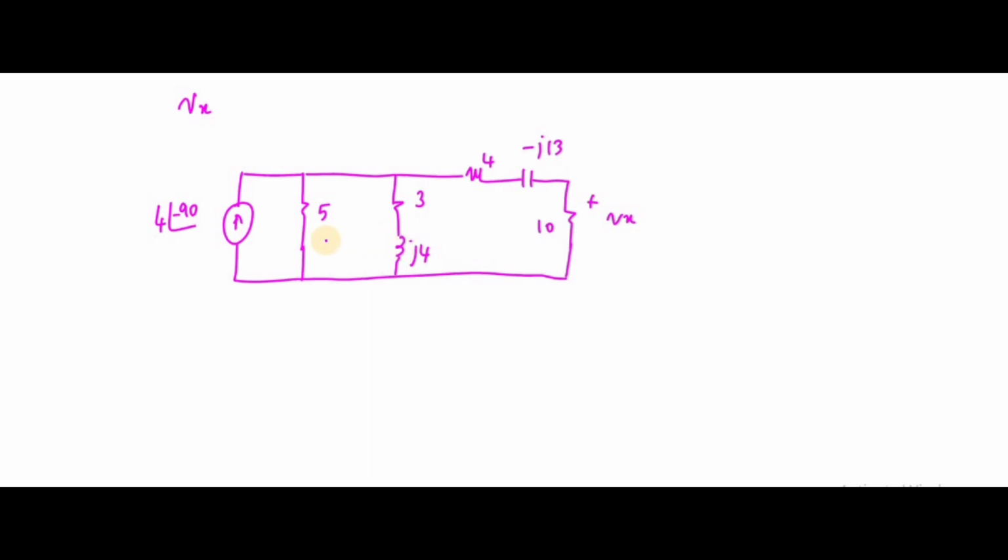You can convert this whole thing, but before that you can see these two are in parallel, right? So I can write RT. RT is equal to 5 in parallel with 3 plus J4. So I can write it as 5 into 3 plus J4 over 5 plus 3 plus J4. This is equal to 15 plus J4 divided by 8 plus J4.